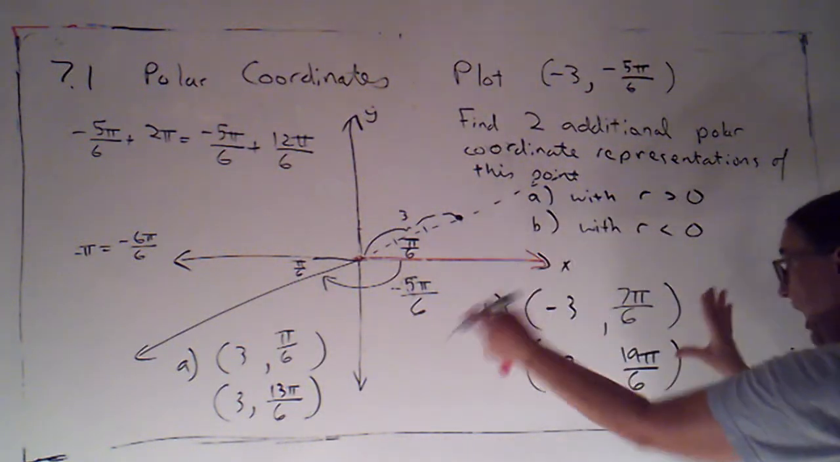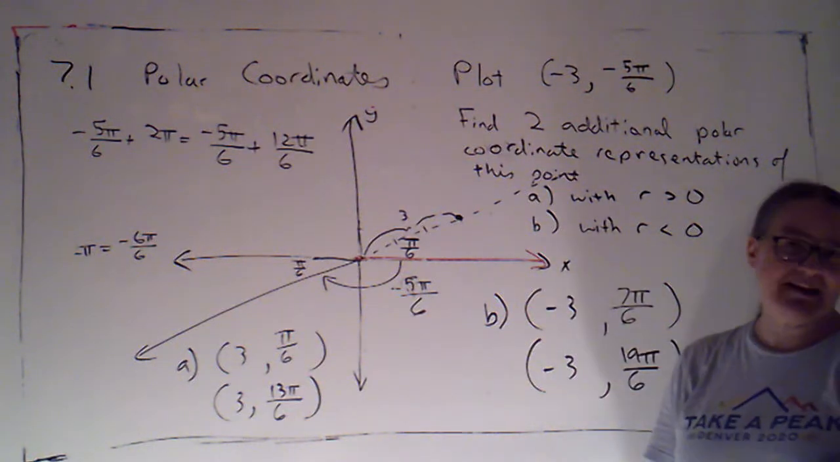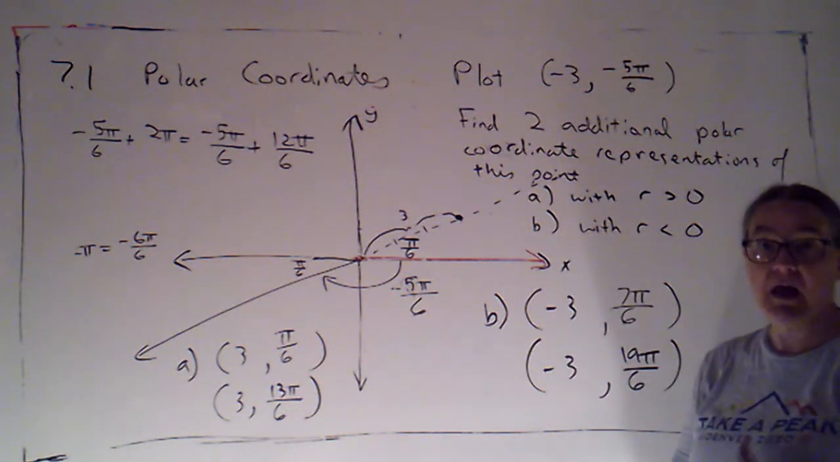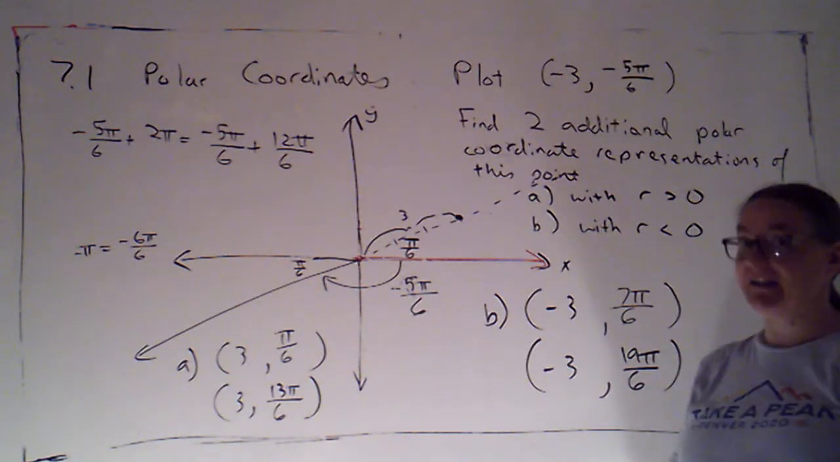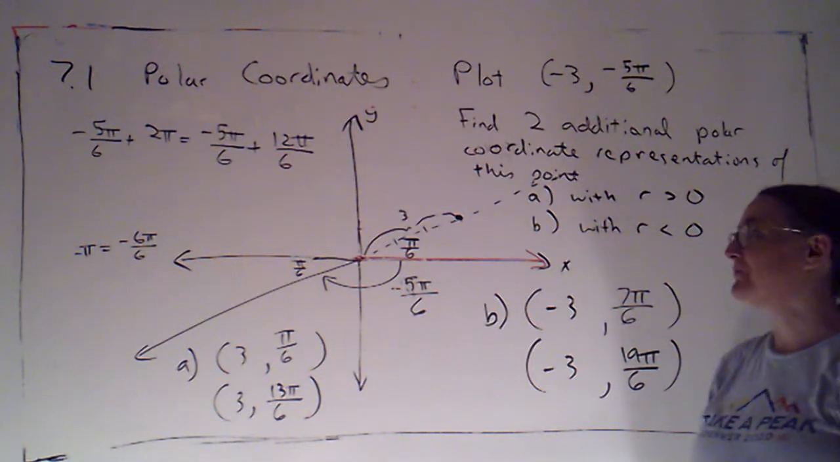Now, these are not the only answers. I think these are probably the simplest answers that we can get for this particular problem, but there are infinitely many names in polar coordinates for a single point. Kinda cool.